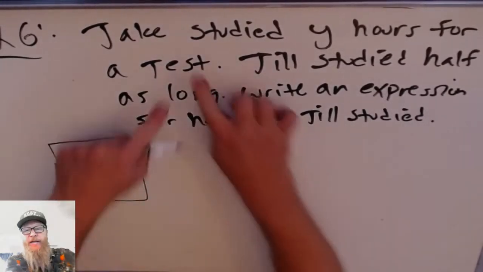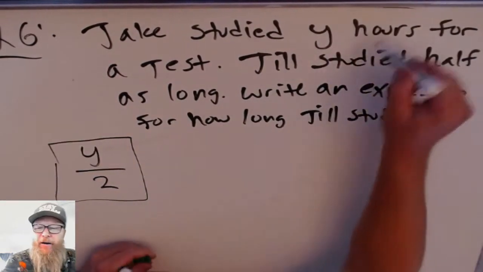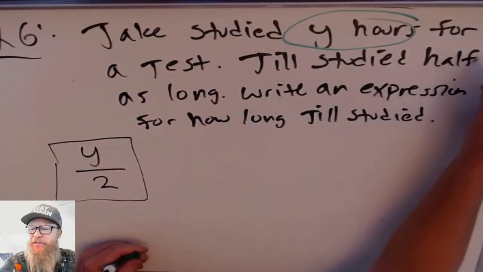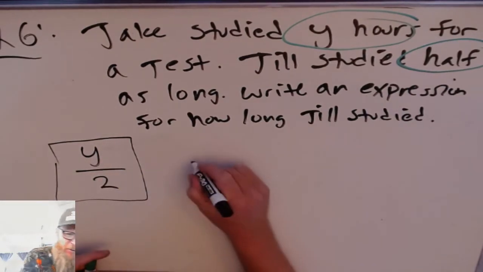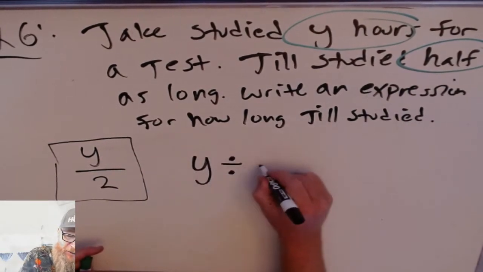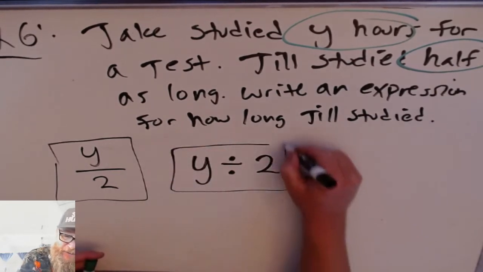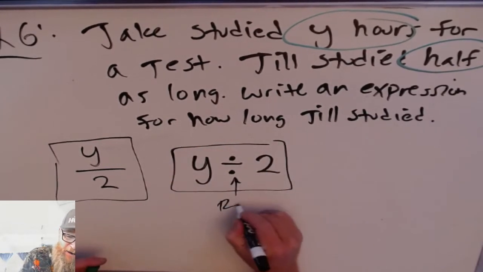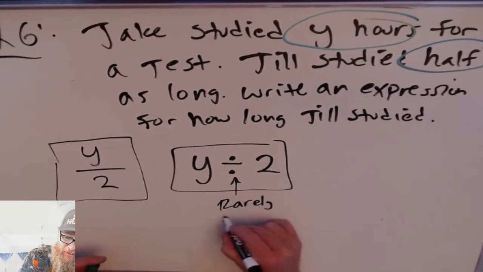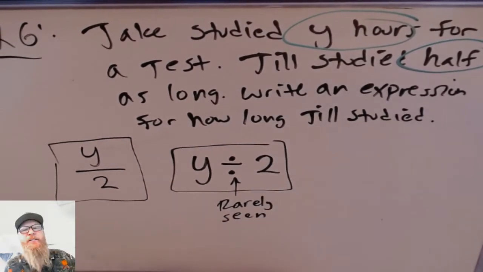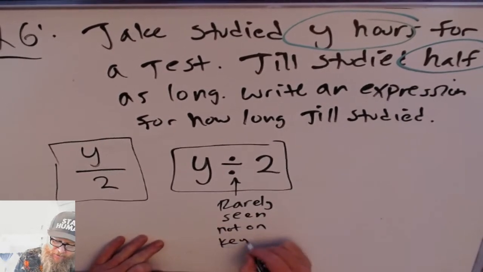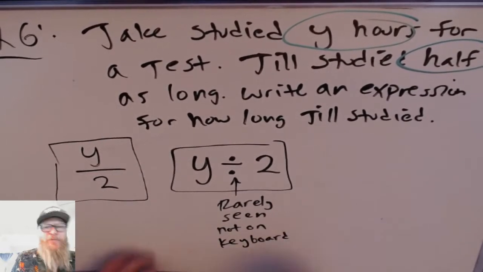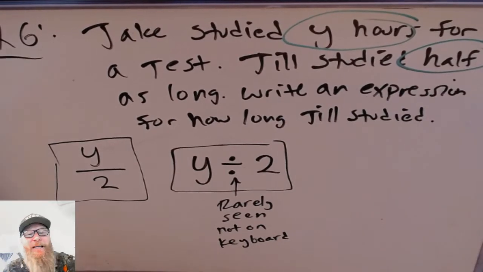Jake studied for y hours. That's our variable. Half as long, so y divided by 2. You could also write it with the old-fashioned division sign, but this is very rare. But it still exists. It's rarely seen. It's not on your keyboard. I've always wondered why. You ever looked at a keyboard? You've got almost every symbol, but you don't have this one.